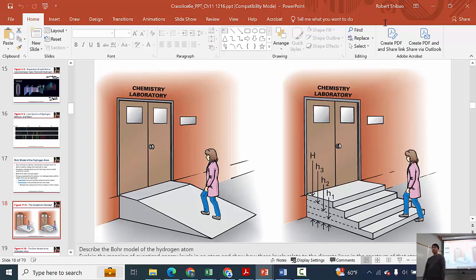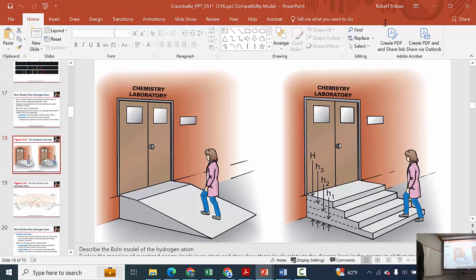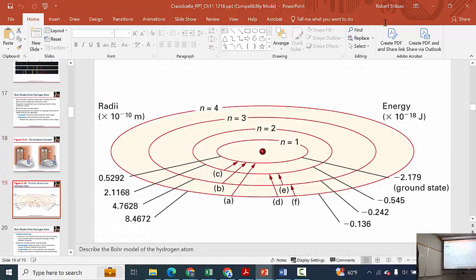And so the most important thing in the Bohr model is that the energy of the electron is no longer continuous, as it was expected. The energy of the electron is quantized, we say. And so how does that look? How that looks is like this. This would be the first step.